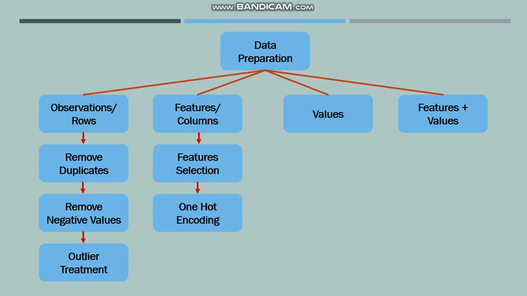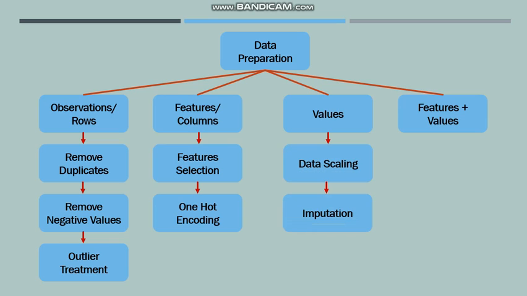Next, one hot encoding we usually use for factor or categorical variables, categorical features, so we'll discuss it later. I'll go on to the values. We scale the data using data scaling. There are some techniques, so we will explore them further in the next slide.